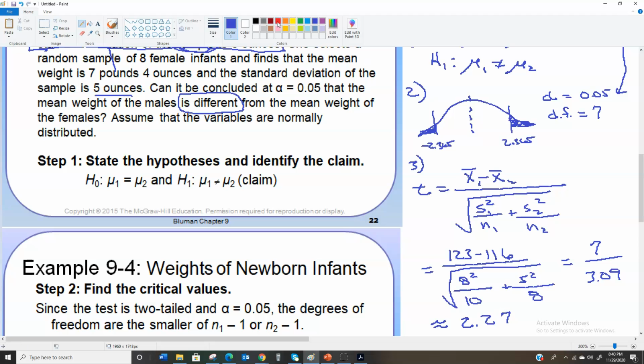So where's that fall? If I take this number and compare it to what I had up here, 2.27, oops, I went the wrong direction. It's actually over here. So 2.27 is a little bit short of 2.365. So 2.365 is higher, so my number is not in the rejection region. Let me draw that a little better. So 2.27, if I compare that to the rejection region, is in this area. It's not quite up into the reject region.